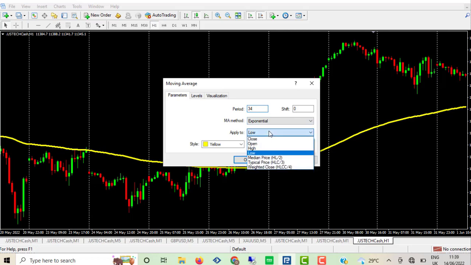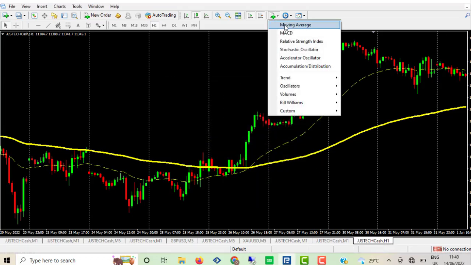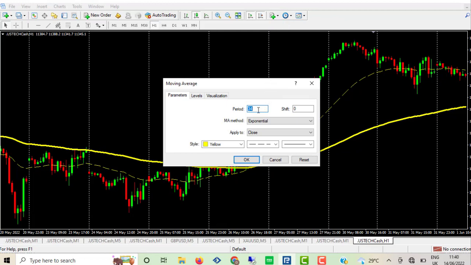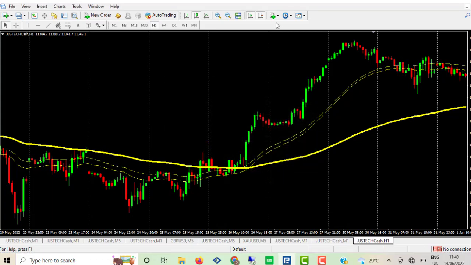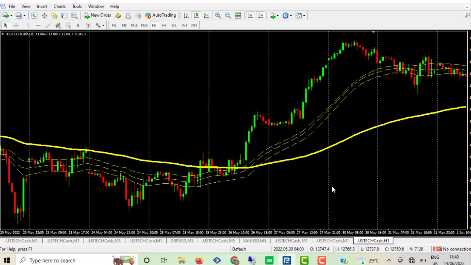Apply to close, and let's use the dotted or broken line. Then the second one, still the same period, 34, this time apply to high, then click OK. The last one is the same thing also, but this time apply to low. OK. So this is the set of moving averages we add on the chart.